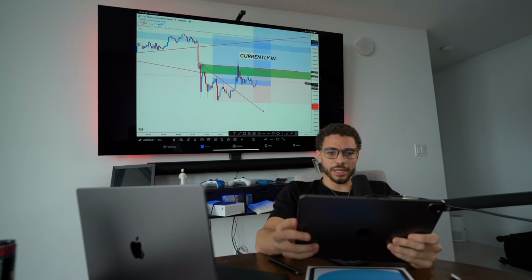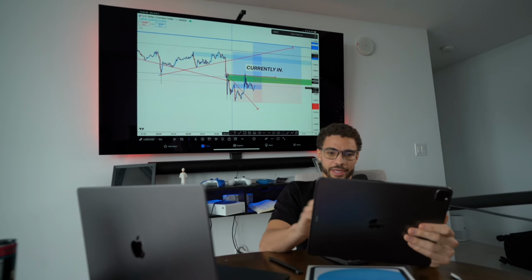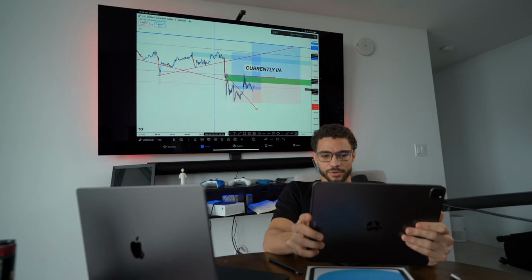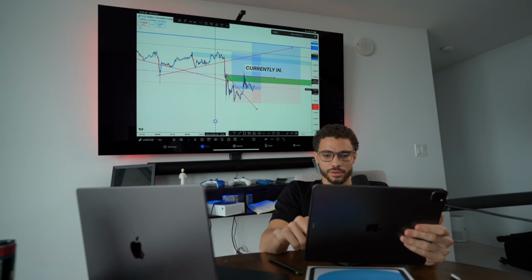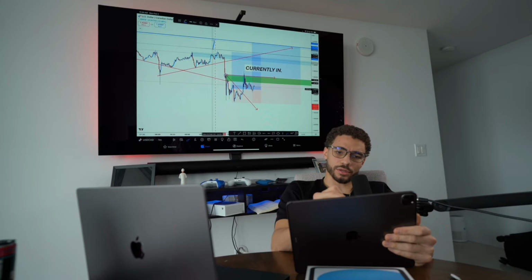This is what I want to point out right now. This is something I kind of spoke on earlier, but I'm going to point it out again because I think that this is very important. It was at this candle that the news released. And upon this candle, we had bullish news for the US dollar. Dollar, bullish.